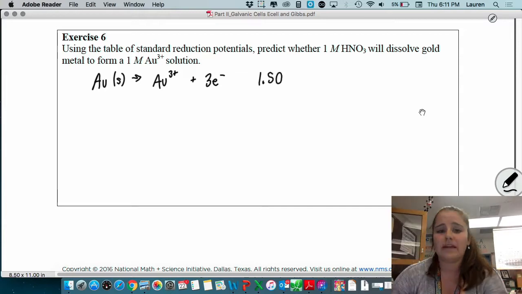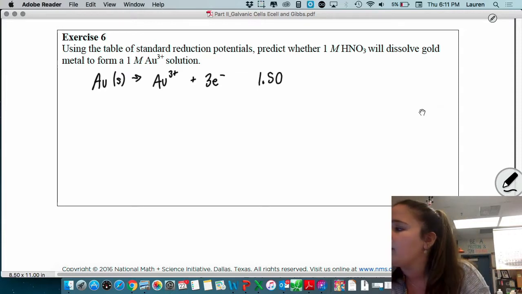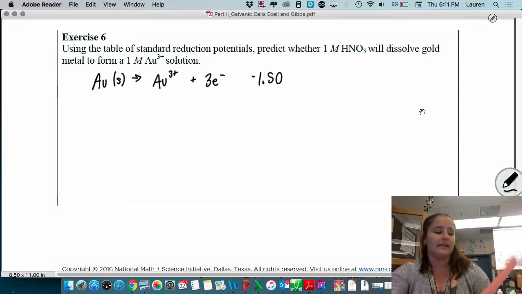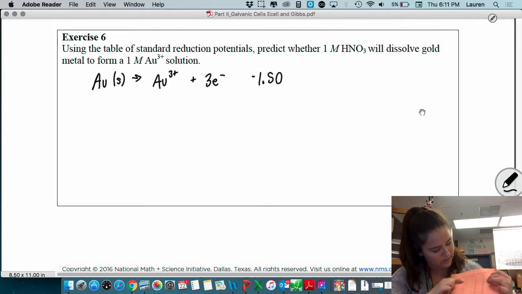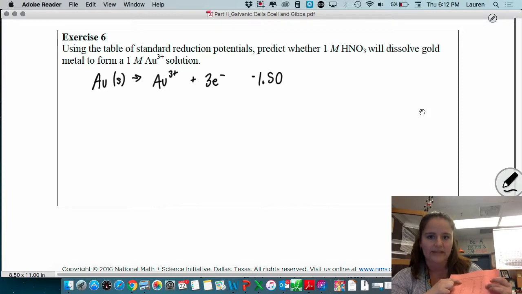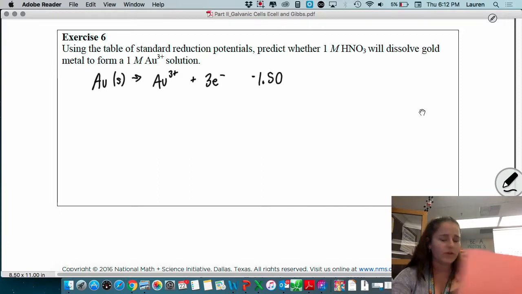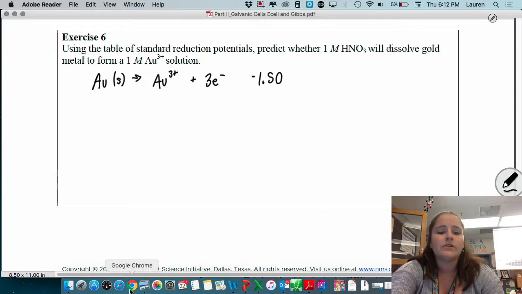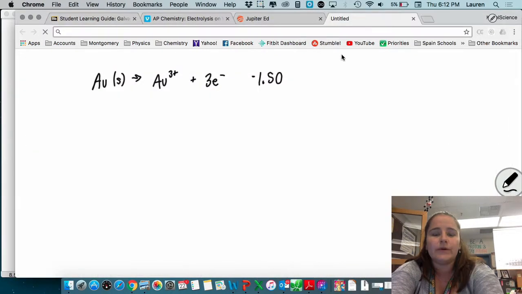So that means if something were to drive this reaction, it would have to lose electrons, so it would have to be oxidized. So we would need a standard reduction potential that is more positive than that. And if you look on this table, there are only 2 standard reduction potentials that are more positive than that. However, neither of them are nitric acid. If we look on our chart, we don't have anything related to nitric acid there. So if I needed it, I would Google it.